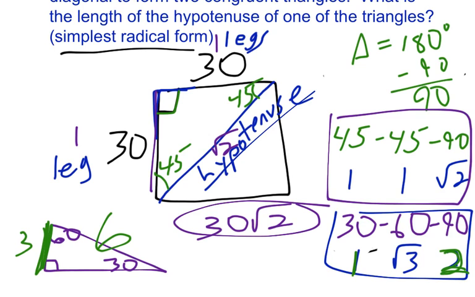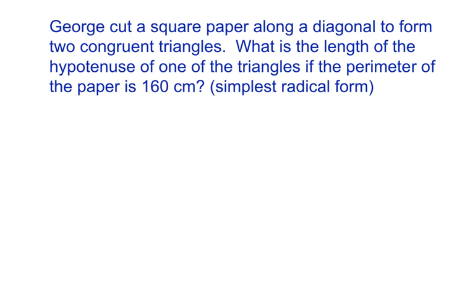All right, I'll give you guys one to do on your own. All right, here's your question. Go ahead and pause the video and try it. Just a little bit different here. George cut a square paper along a diagonal to form two congruent triangles. What's the length of the hypotenuse of one of the triangles if the perimeter of the paper is 160? And remember, the paper is a square. So go ahead and try that.